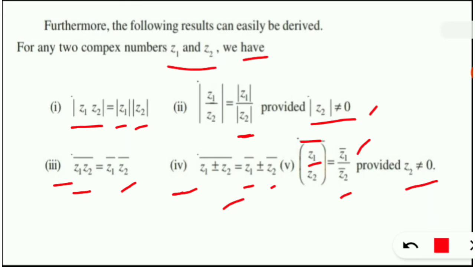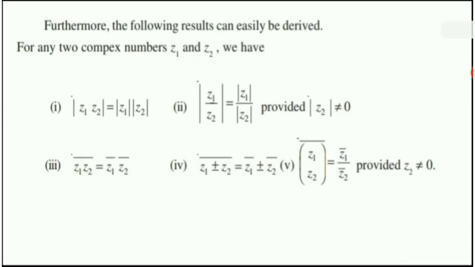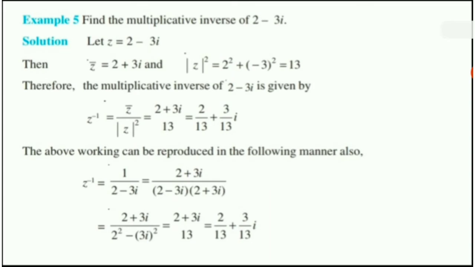Now your homework is to prove all of these results, 1 2 3 4 5. This is your homework. In your paper, prove one by one. That means mod of z1 z2 equals mod z1 into mod z2. Next, mod of z1 by z2 equals mod z1 divided by mod z2, and this one also. This is your homework.